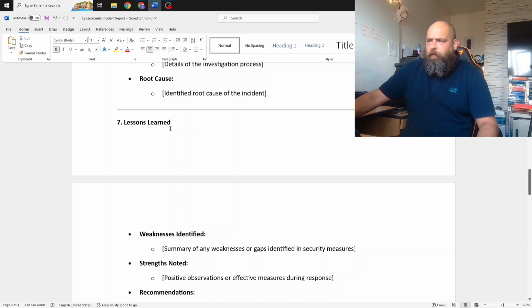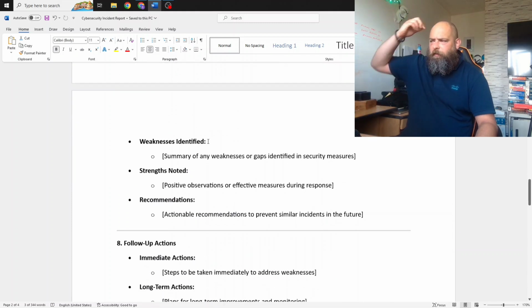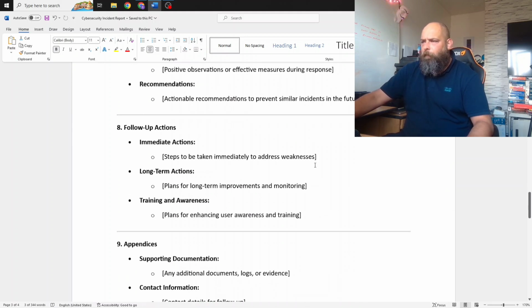Section 7 leads us to lessons learned, such as weaknesses identified. You would summarise any weaknesses or gaps identified in security measures and the strengths noted, so positive observations or effective measures during a response. Then of course, if there are any recommendations, that would be included as well, as actionable recommendations to prevent similar incidents happening in the future.